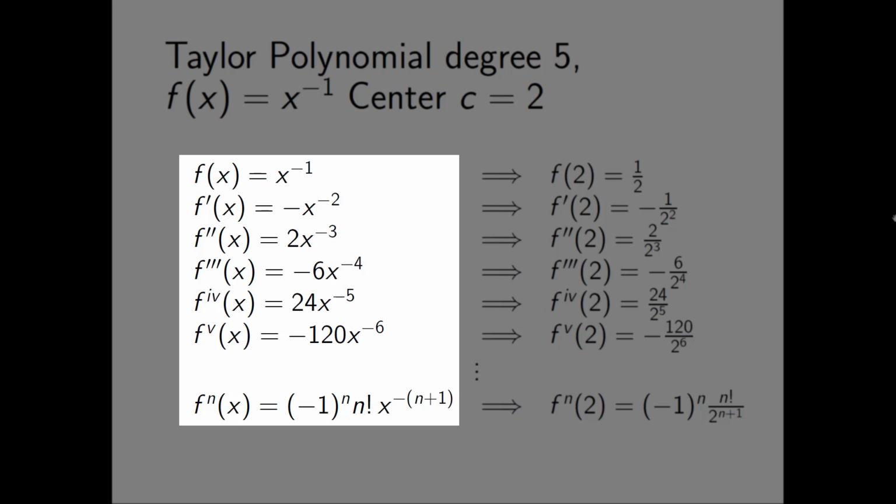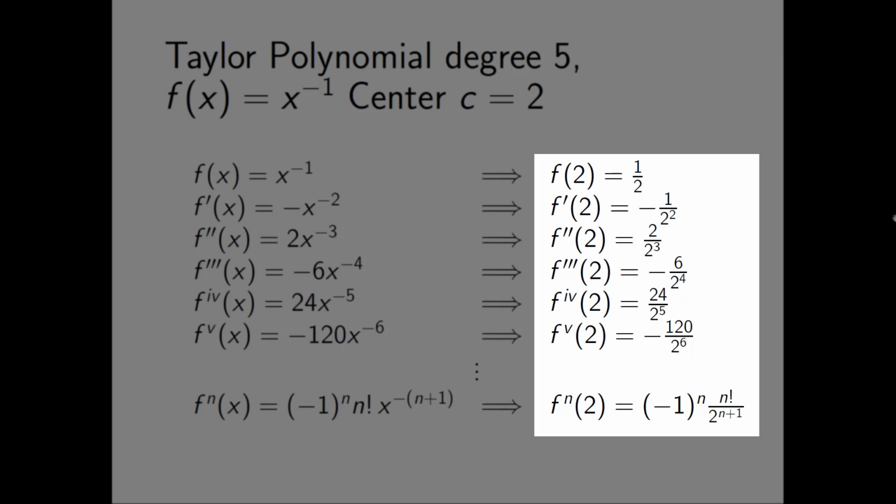You'll notice the factorials 1, 2, 6, 24, 120 are actually the factorials. So we take the nth derivative, we get the n factorial in there. But we also need to plug in the 2's. So we plug in: f of 2 is a half, f prime of 2 is 1 over 2 squared, f double prime of 2 is 2 over 2 to the 3, and so on and so on.